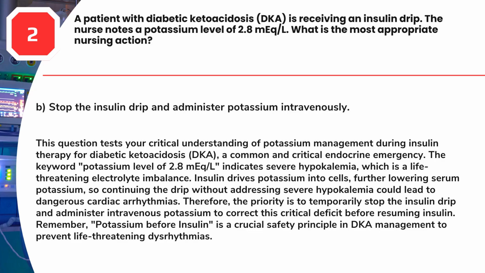Insulin drives potassium into cells, further lowering serum potassium, so continuing the drip without addressing severe hypokalemia could lead to dangerous cardiac arrhythmias. Therefore, the priority is to temporarily stop the insulin drip and administer intravenous potassium to correct this critical deficit before resuming insulin. Remember, potassium before insulin is a crucial safety principle in DKA management to prevent life-threatening dysrhythmias.